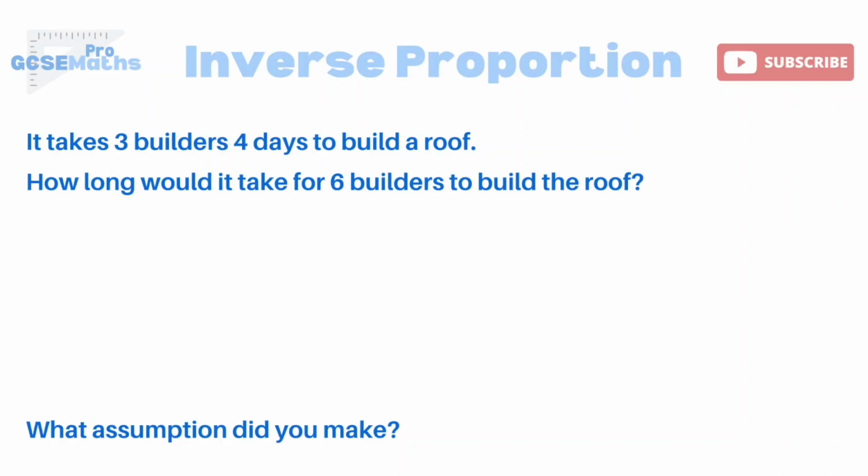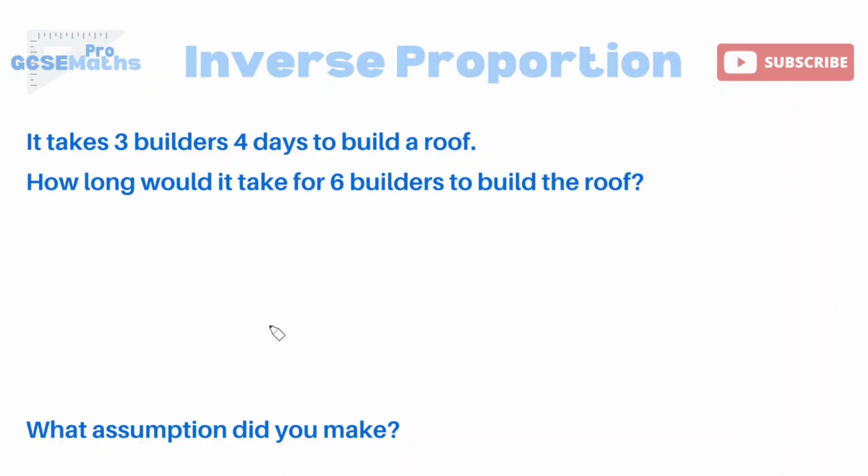But think about it logically. If I have more builders working on the same amount of work, the same roof, ideally, hopefully, it should be shorter, shouldn't it? It should take less time. That's why it's inverse proportion. Because in this example, the more builders I have, the fewer days it should take. So both of those variables, the builders and the days, are going in opposite directions, aren't they? If I have fewer builders, it's going to take more days.